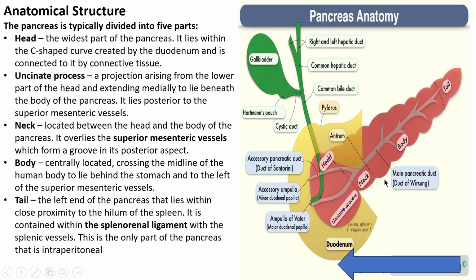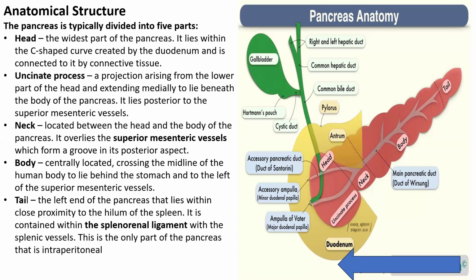Now the neck is located between the head and body, as we learned in the previous slide. It overlies the superior mesenteric vessel, which forms a groove in its posterior aspect. The body crosses the midline of the human body, and lies behind the stomach and to the left of the superior mesenteric vessels. Now the tail, the left end of the pancreas, lies near the hilum of the spleen. Hilum means depression.